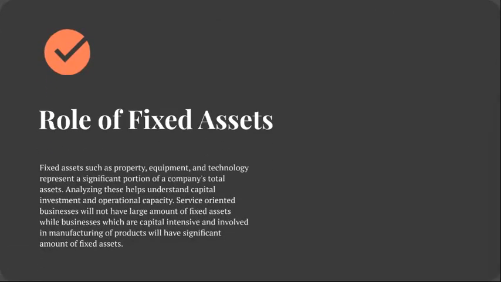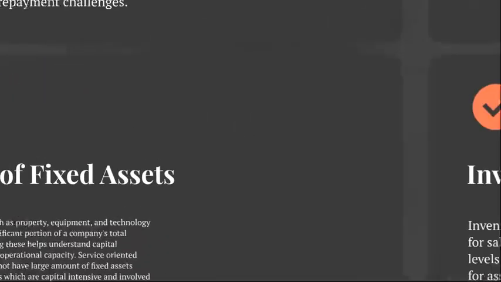Fixed assets like property, equipment, and technology often make up a large part of a company's total assets. Service based businesses like IT typically have fewer assets, while capital intensive manufacturing companies like steel manufacturers hold significant amounts of fixed assets.